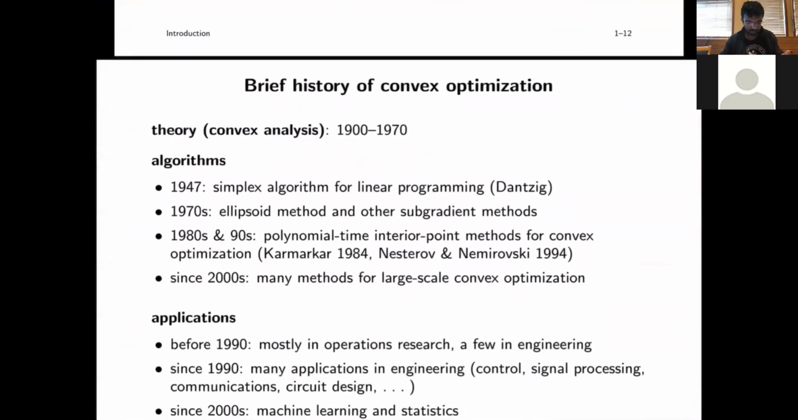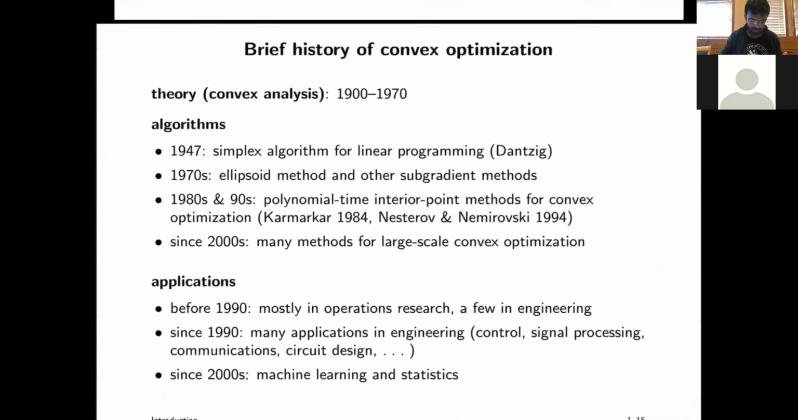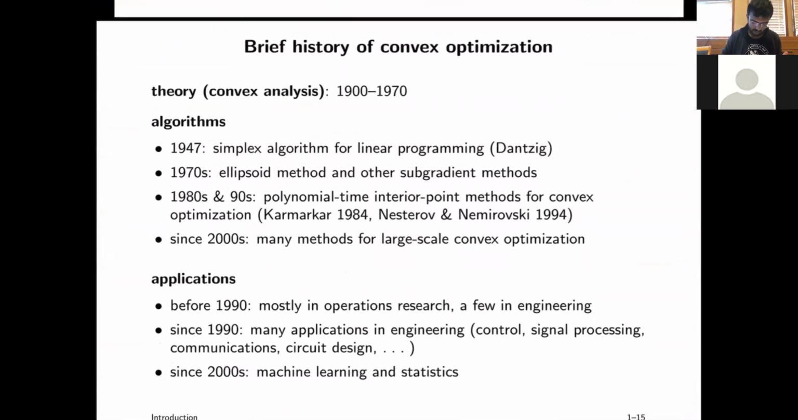So here is a brief history of convex optimization. Maybe you can read it later.